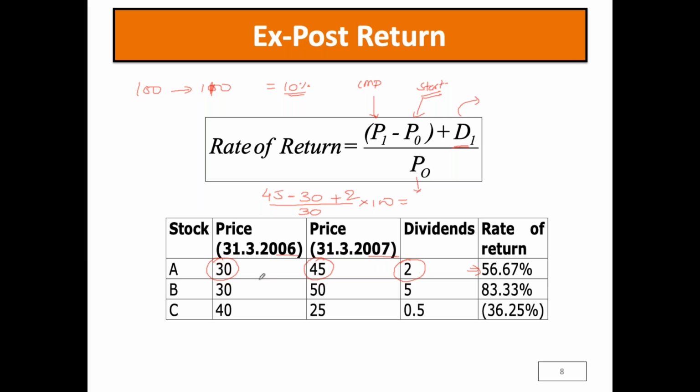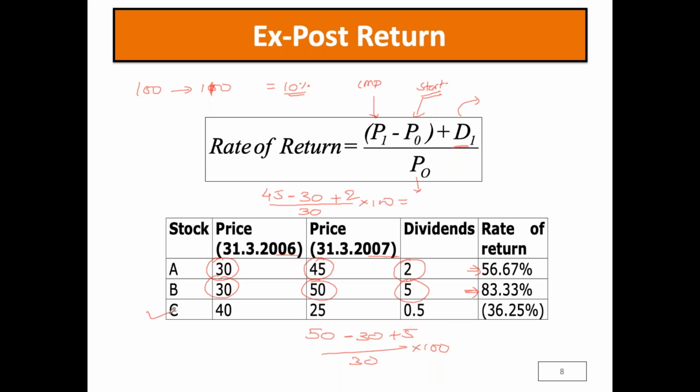Fine. So that is done. Similarly, we can quickly find the second return also. So that is 50 is the current price, 30 has been the purchase price, 5 has been the dividends which I've got in between or in the interim, and this is my finally rate of return. Okay, so I can rewrite the equation once again for you. That is 50 minus 30 plus 5 whole divided by 30 into 100, and you will surely get 83.33.